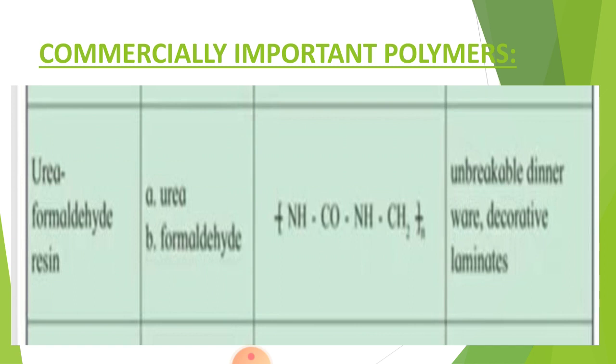What are the monomers? The monomers are urea and formaldehyde. They undergo condensation polymerization and give the polymer structure NHCO NHCH2. This nitrogen and carbon open their branches to link with another polymer structure. And its application is in the preparation of unbreakable dinnerware and decorative laminates.